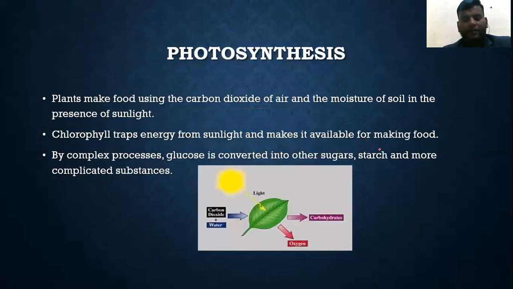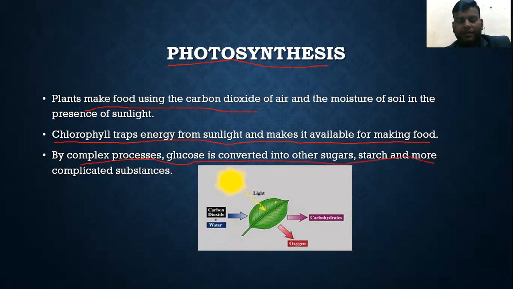Now in detail we will study photosynthesis. Plants make food using the carbon dioxide of air and the moisture of soil in the presence of sunlight. As you know very well, you may have studied this topic in biology also. A green substance called chlorophyll is present in the leaf of a plant. This chlorophyll traps energy from sunlight and makes it available for making food. Then by a complex process, glucose is converted into other sugars, starch, and more complicated substances.